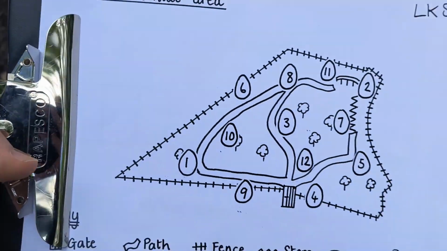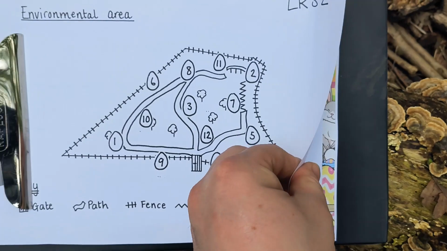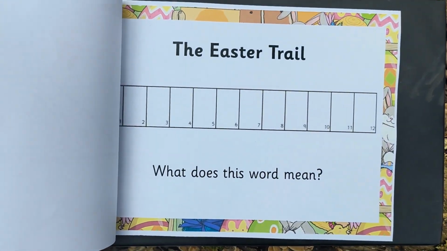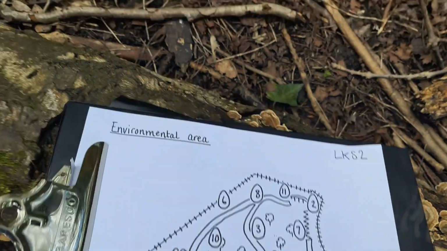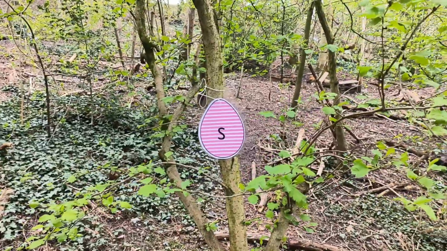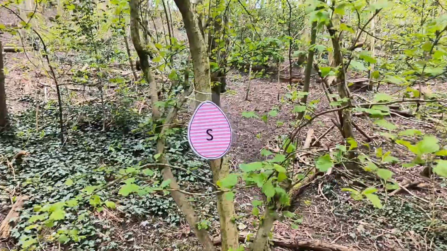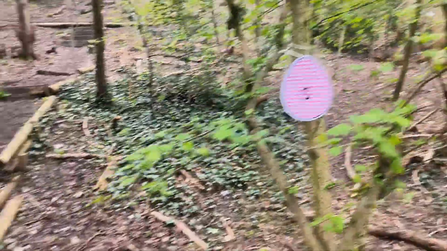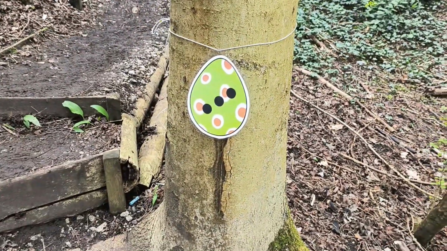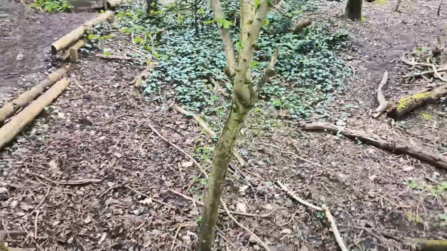Around the woodland there are Easter clues hidden, and each Easter clue has a letter attached to it. If I show you one of those now, you can see here is one of the Easter clues, and it has an S on it. If you want to differentiate it for early years like nursery or reception, you can also have numerical ones, so how many dots are on there.